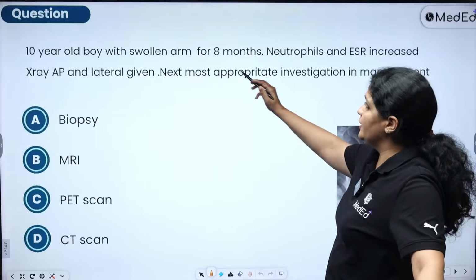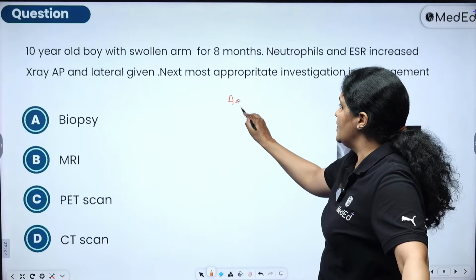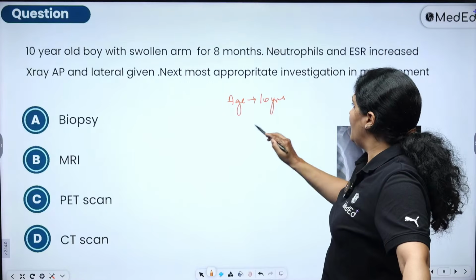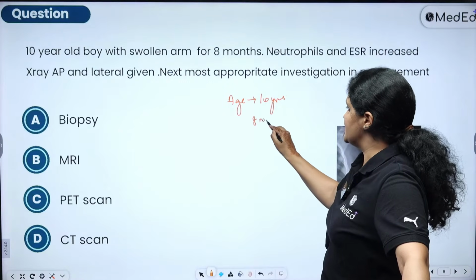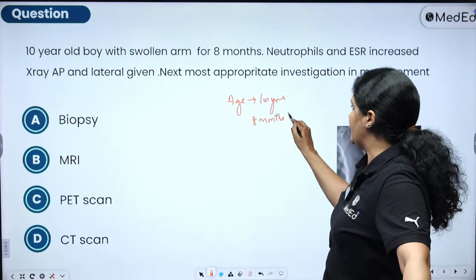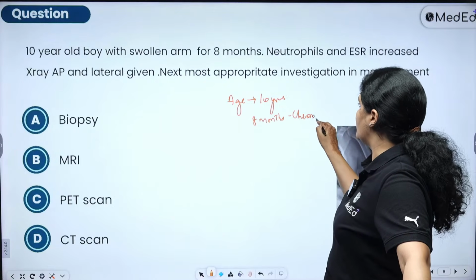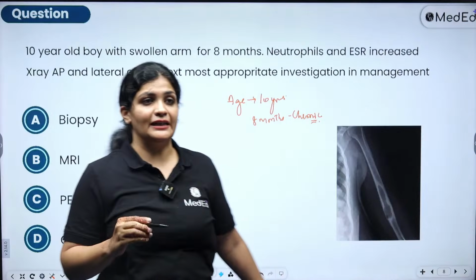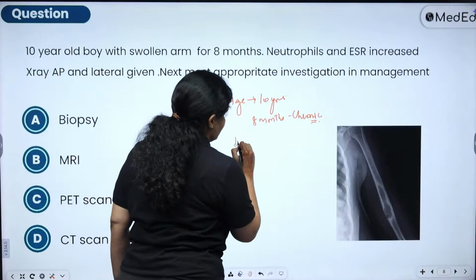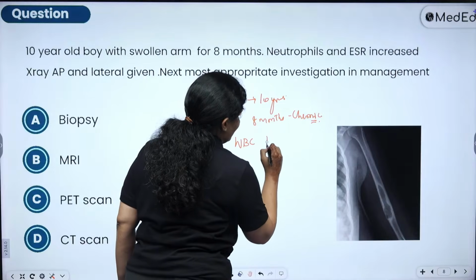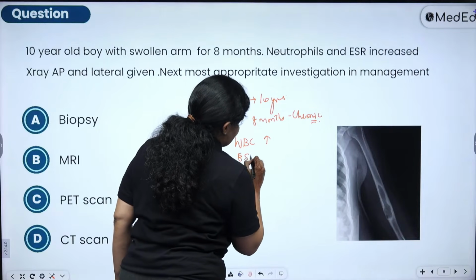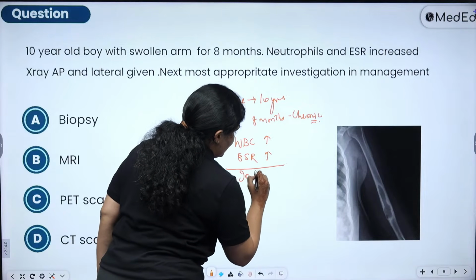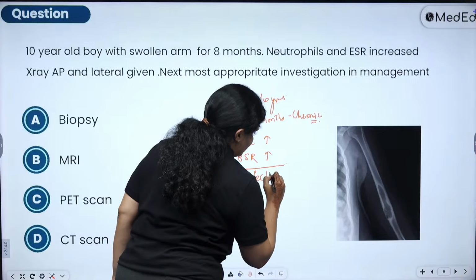So the first clue here is the age of the patient. You should always start with the age. The age is 10 years old boy. And the duration is 8 months, which states that this is something chronic, right? So this is related to a chronic disease. And then most important, the neutrophils and the ESR are raised. Whenever there is a WBC increase and an ESR raised, it reminds you of the infection.